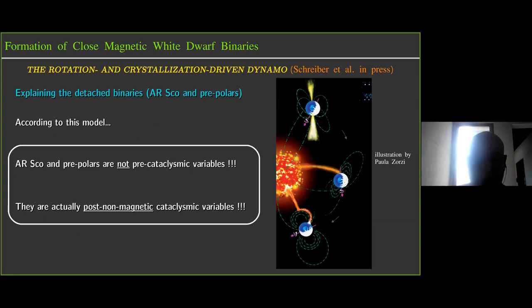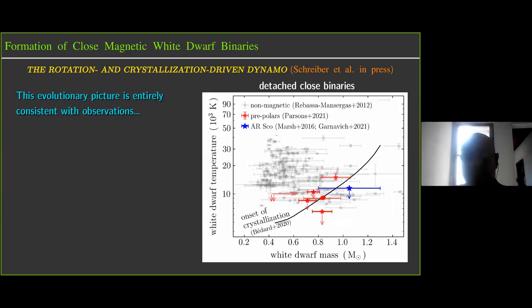And so I would like to emphasize once again that according to this model, the detached population, which means AR Sco and prepolars, are not pre-CVs, they are not progenitors of cataclysmic variables per se, but they are actually post-non-magnetic CVs. And this might be surprising or difficult to imagine, but this is entirely consistent with observations.